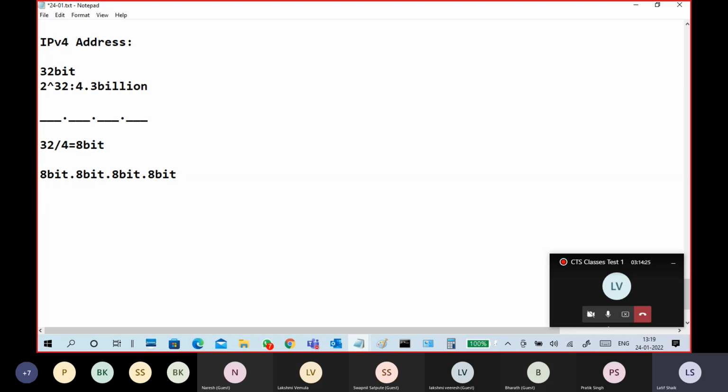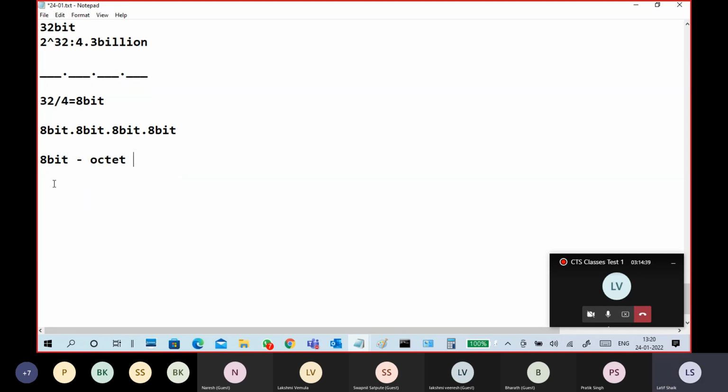Because it is 8 bit, we call that one an octet. Octet means 8 bits. So each one is one octet. So what is the size of this octet? We'll write 8 bit, right? So first, 8 bit.